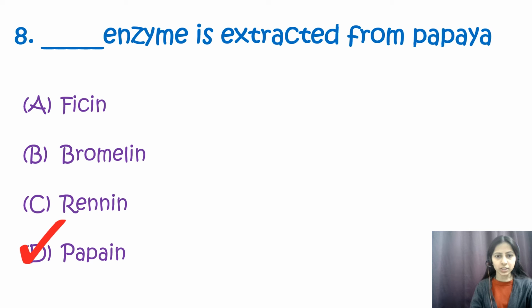Ficin is a proteolytic enzyme which is derived from the latex of the plant genus Ficus. Whereas bromelain is also a proteolytic enzyme which is derived from the pineapple. These two, ficin and bromelain, are used for meat tenderization. Whereas rennin is the enzyme which is used for the production of cheese. It is extracted from the stomach of young ruminants. So the correct option will be option number D, that is papain.